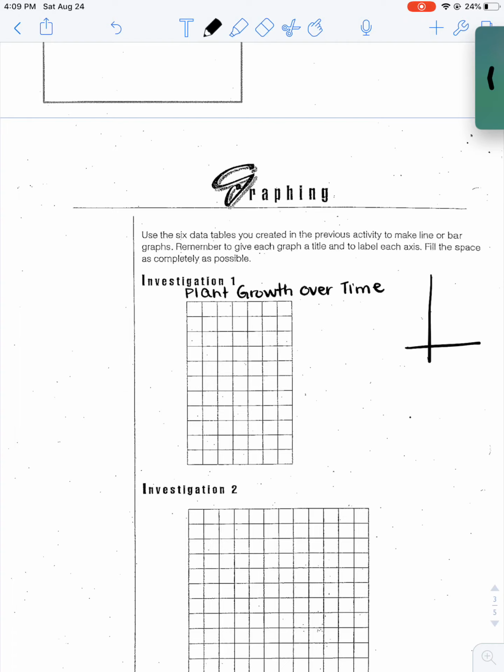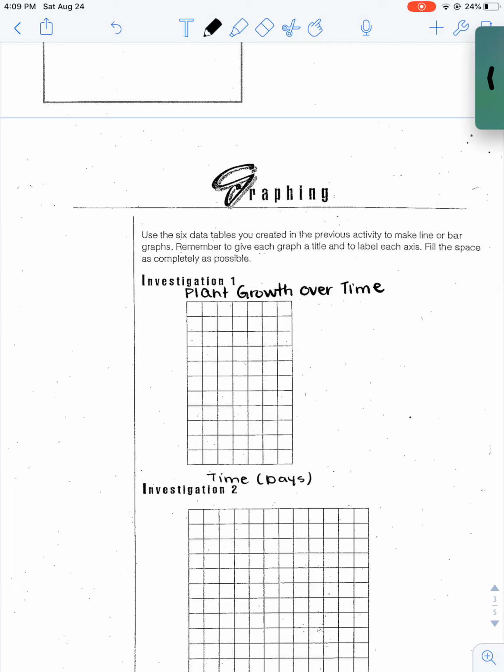In science, we do our independent variable on X and our dependent variable on Y. How do you remember this? DRY MIX. DRY stands for dependent or responding, goes on Y. MIX stands for manipulated or independent, goes on X. So based on this principle, I know that my time in days is going to go on my X.